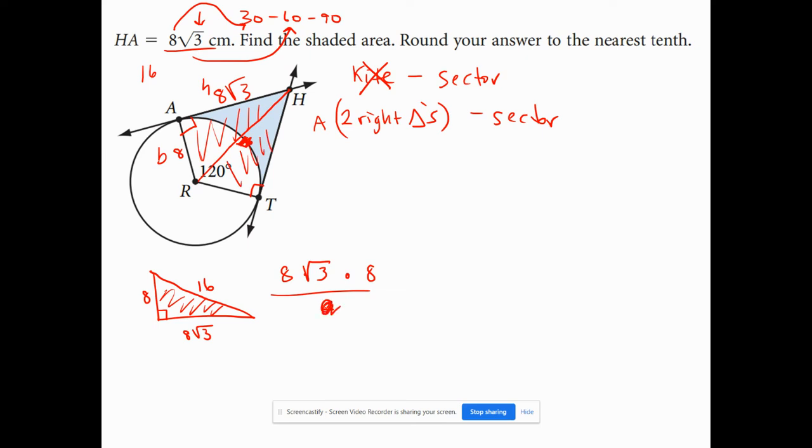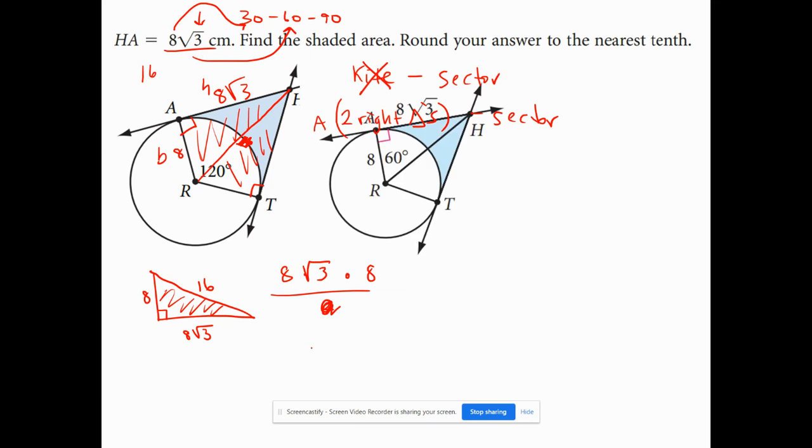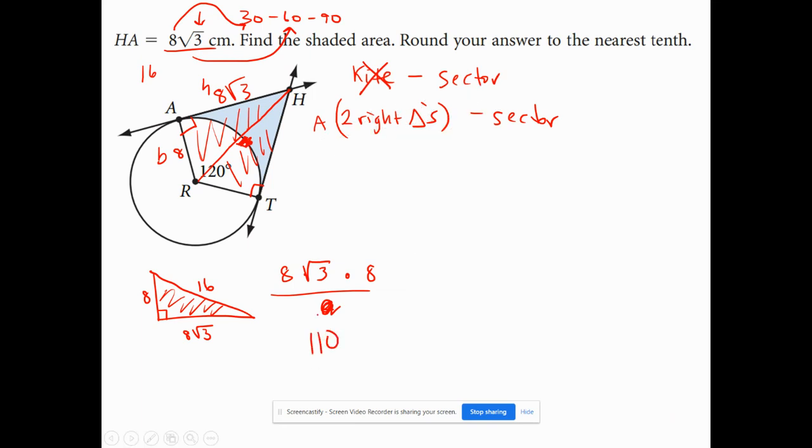So we might as well get rid of this. Just do 8 root 3 times 8. Notice I don't even have to type in times, but then I have to do times 8. So about 111, but we don't want to round yet, because now we have to find the area of that sector. So I'm just going to write down that answer, 110.85, about, for the two triangles.